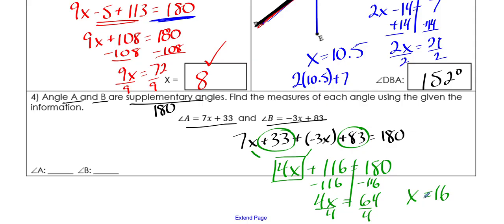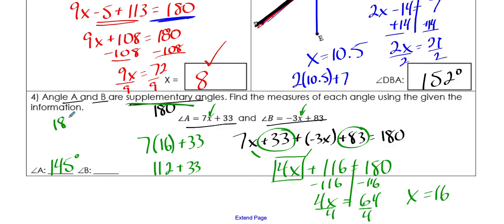I have to take that value and substitute it back in place of each of these x's. So 7 times 16 plus 33. 7 times 16 is 112. Plus 33, that's 145. You could take the value of x and substitute it in here, but I always like to do the thing that's the least amount of work. I know that these angles are supplementary. I know that B has to be supplementary to that angle, so I could just do 180 minus 145 and find out that that angle has to be 35 degrees.